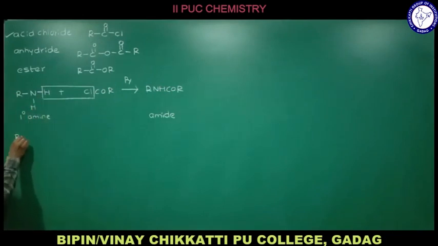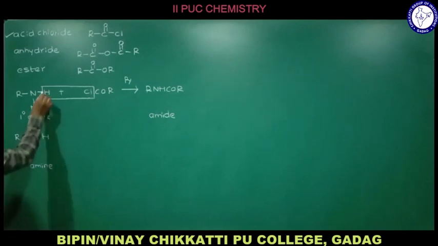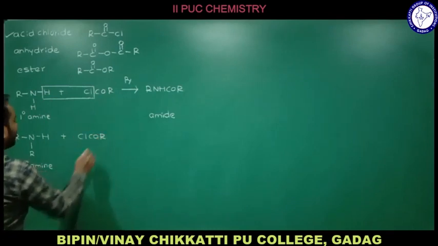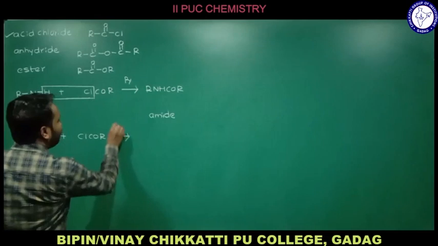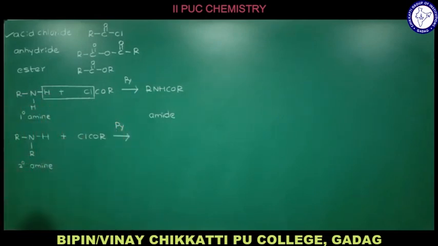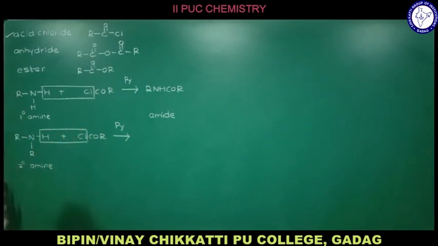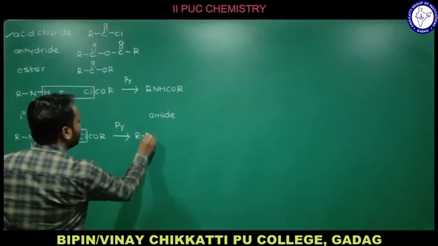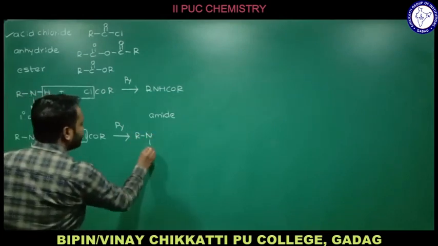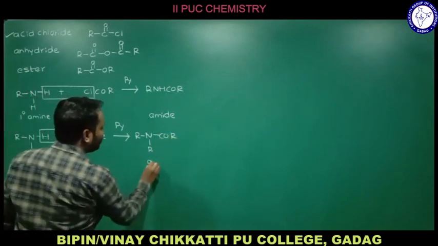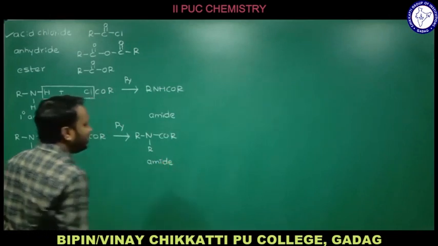Now let me consider an example of a secondary amine. As I mentioned, the primary and secondary amines undergo acylation. In primary we have 2 hydrogens, in secondary we have only 1 hydrogen. What happens when that secondary amine is reacted with acid chloride? Here also there will be elimination of hydrogen chloride, HCl. The product I am going to write here: we have an alkyl group over here, HCl has been removed, and we are left with the COR, and that is also an amide. Of course, an N,N-dialkyl amide you are going to get.